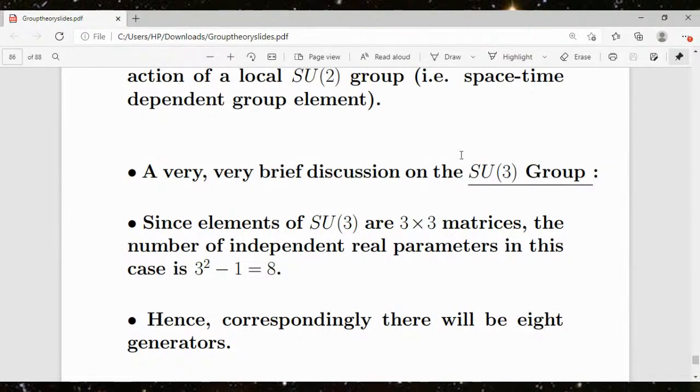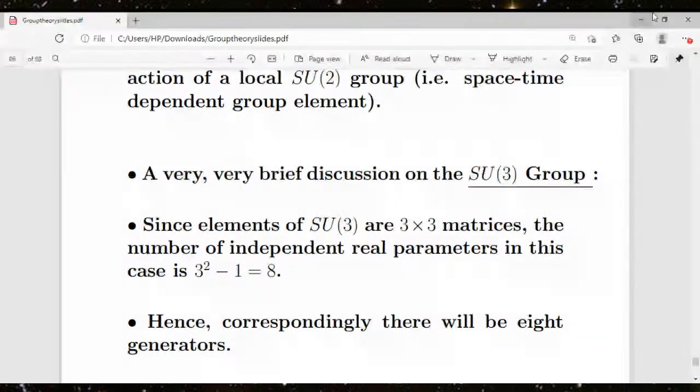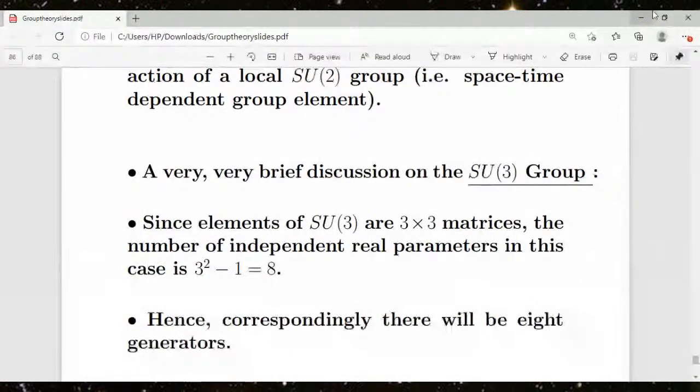And because the special unitarity gives us 3 square minus 1 independent degrees of freedom, we find that the number of real parameters that describe an element of the SU3 group is 3 square minus 1, which is 9 minus 1, equal to 8. So the SU3 group element is characterized by 8 independent real parameters, just like the SU2 group, where 2 square minus 1, which is 4 minus 1, was 3 real parameters. SU3 group is characterized by 8 real parameters.